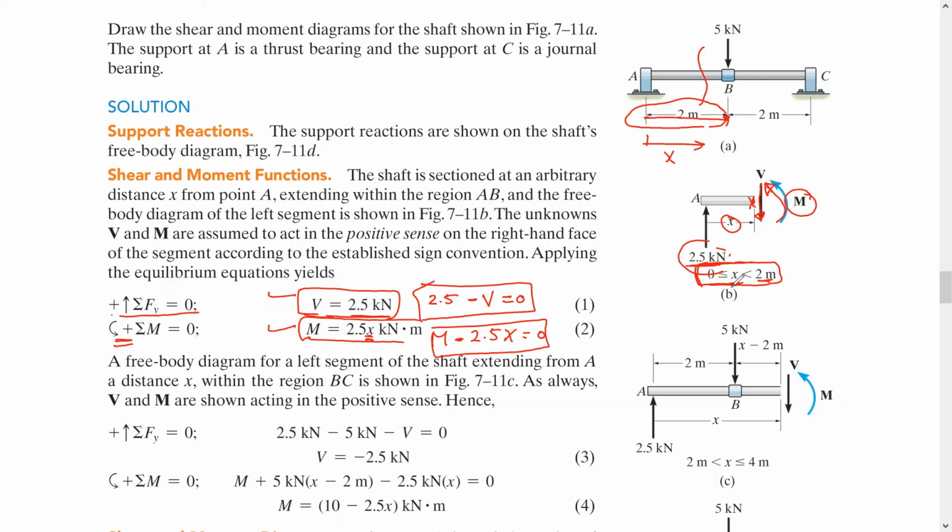Right now, we can draw the shear and bending moment diagram within this range. But let's continue to find the other part there.